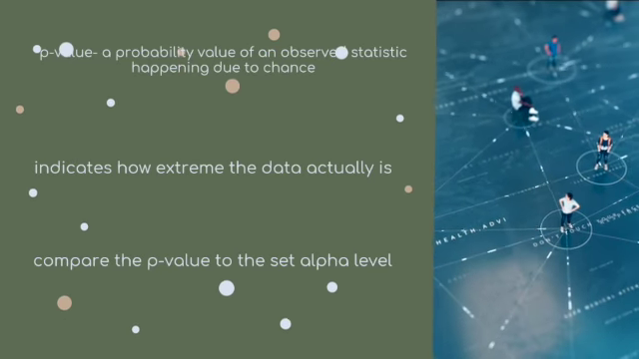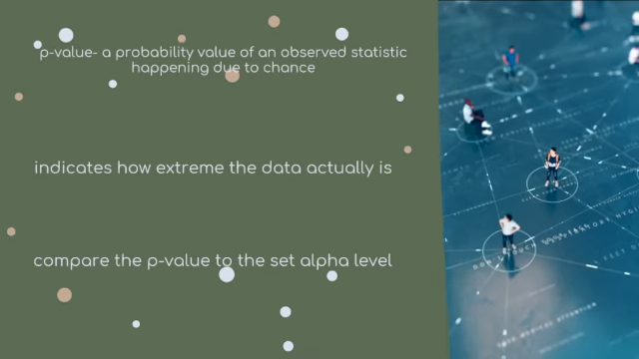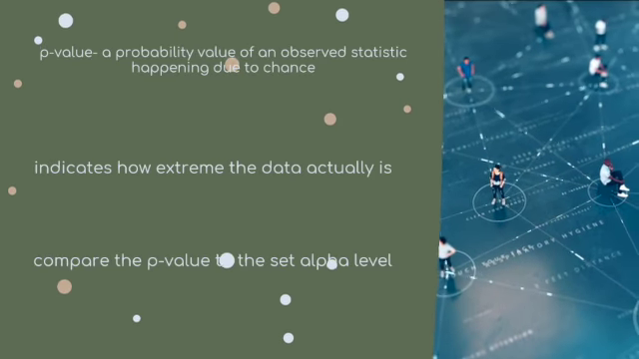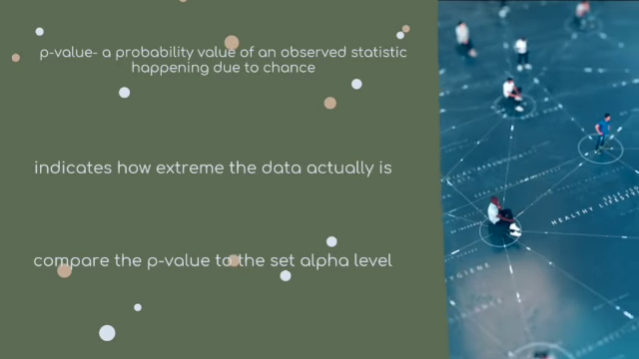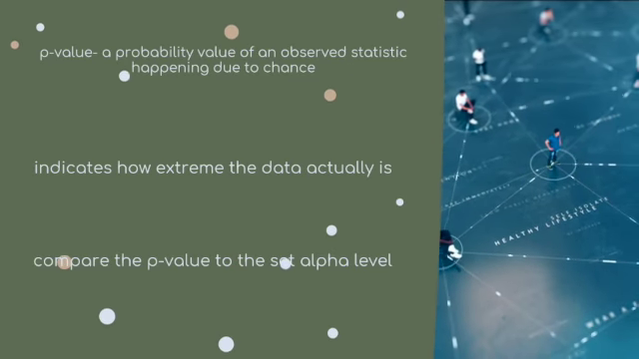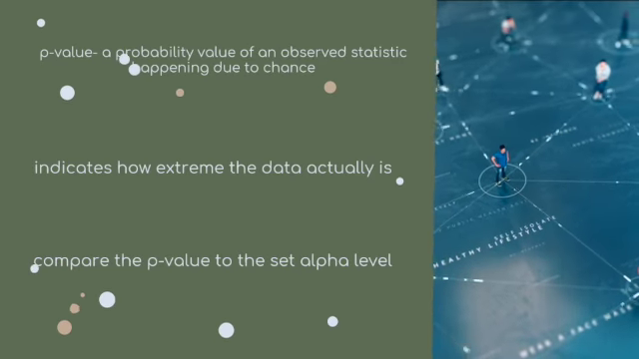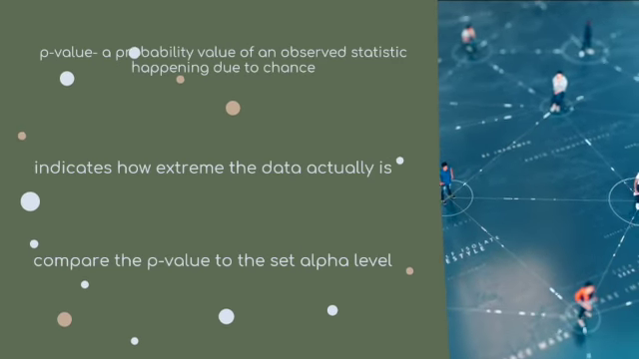Next, let's talk about p-value. P-value is a probability value of an observed statistic happening due to chance. P-values are given to individual data observed in a study. Next, we'll talk about what happens when we compare p-value to the alpha level.